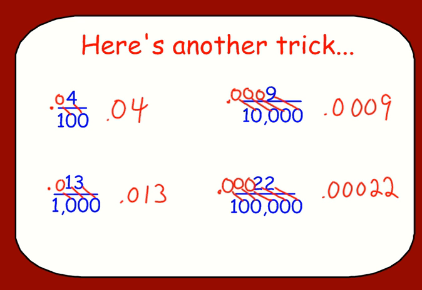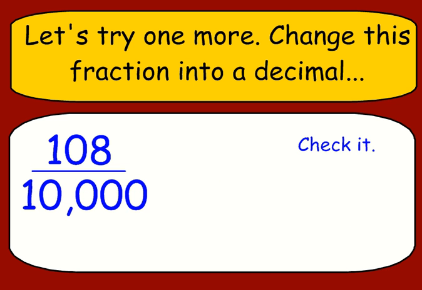And I could check any of these, just to make sure I got them right, using that previous little trick that I showed you. So if I put a 1 under the decimal and zeros under the numbers, 4 hundredths, yep, that checks. Put a 1 under the decimal and zeros under the numbers, 9 10,000ths, yeah, that checks. Put a 1 under the decimal and zeros, 13 thousandths, perfect. And the last one, I'm going to put a 1 under the decimal, zeros under the numbers. Does that say 22 hundred thousandths? Yes, it does.